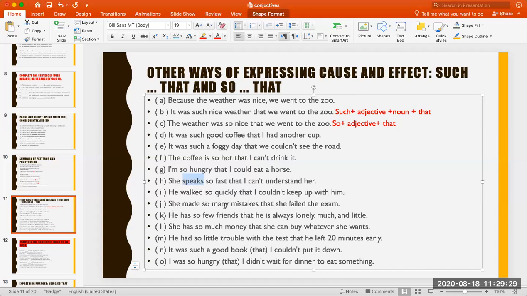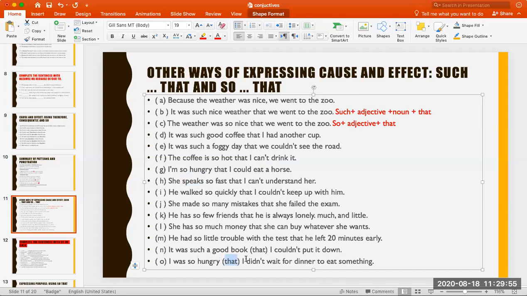She made so many mistakes that she failed the exam. He has so few friends that he is always. These are a little bit of exceptions, but interesting to use. She has so much money that she can buy whatever she wants. Now, I want to add here that it says that can be deleted, it's optional.